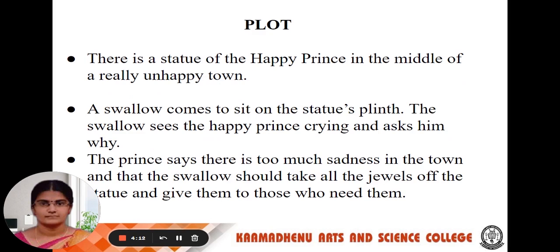Next, let us see about the plot. There is a statue of the Happy Prince in the middle of a really unhappy town. A swallow comes to sit on the statue's plinth. The swallow sees the Happy Prince crying and asks him why. He wishes to know the reason why the statue is crying. The prince says that there is too much sadness in the town and the swallow should take all the jewels of the statue and give them to those who need them. So the Happy Prince told the swallow to be a messenger.